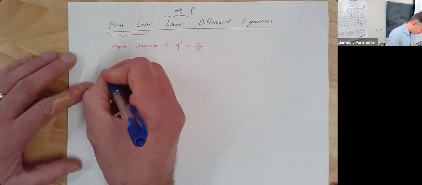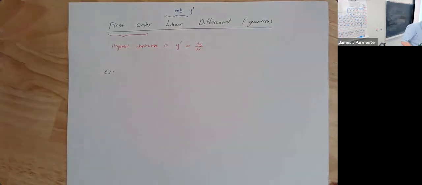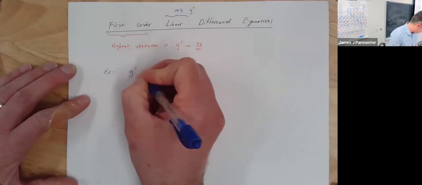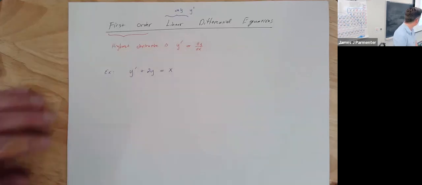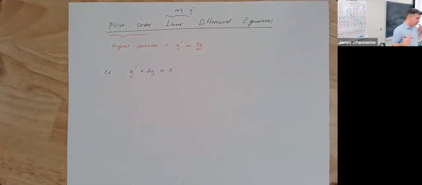So for example, I had a bunch of examples here. Here's a very straightforward example: y prime plus 2y equals x. It's definitely first order. It's only got the first derivative of y, no higher derivatives, and it's definitely linear. We only have a y to the first. There aren't any other weird things with y.